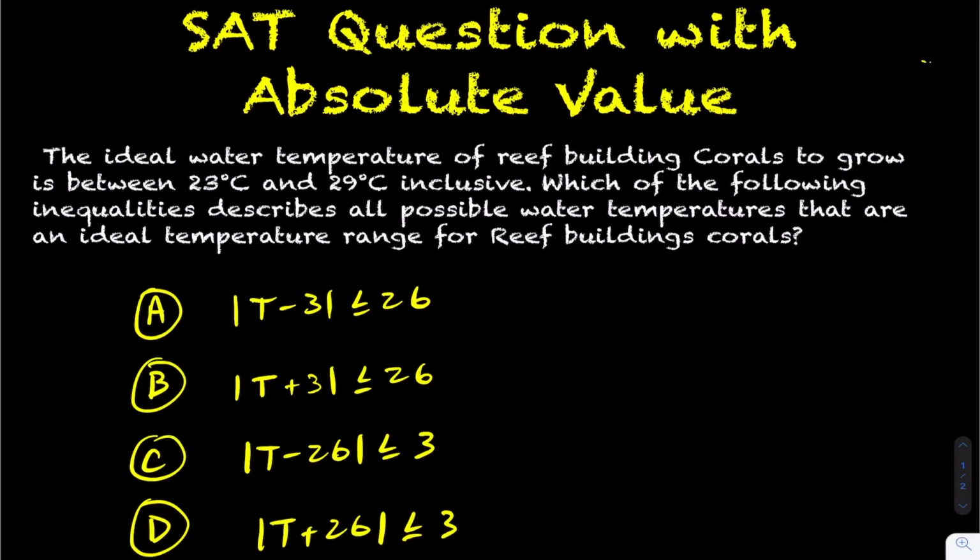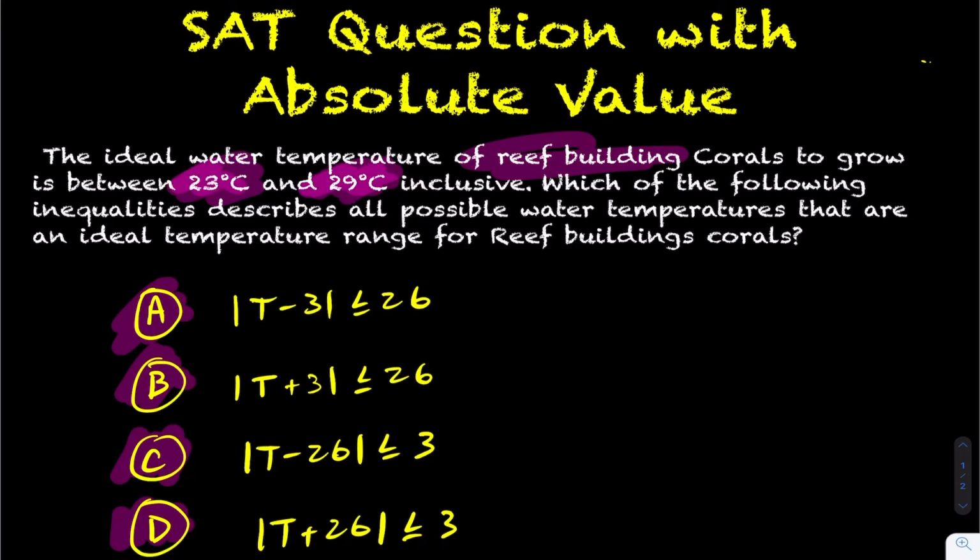We're going to be looking at an SAT question. This involves absolute values and inequalities. The ideal water temperature of reef building corals is between 23 and 29 degrees Celsius. What they want you to do is find out which one of these four inequalities with absolute values is going to contain the 23 degrees Celsius and the 29 degrees Celsius.